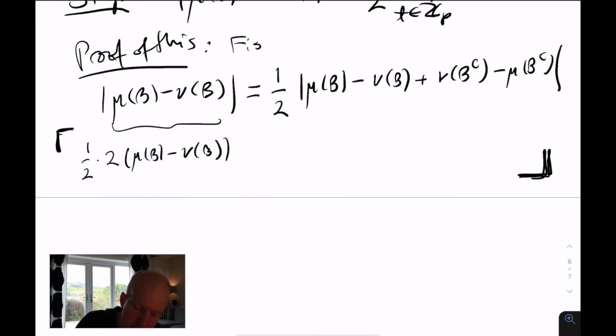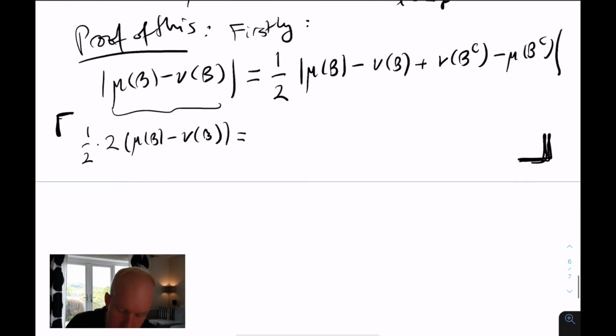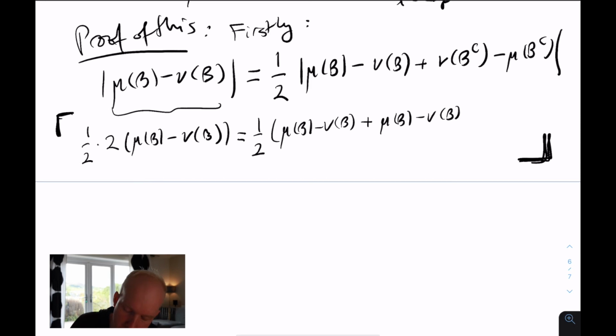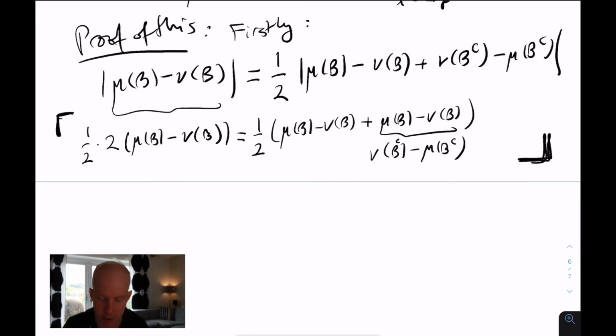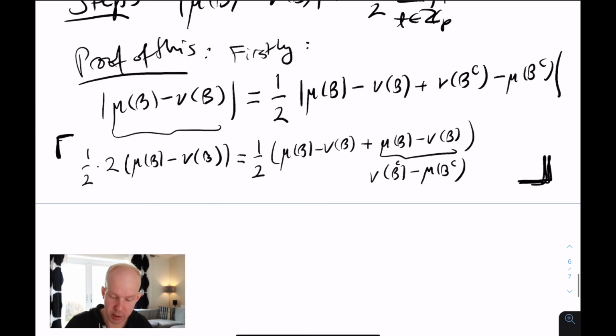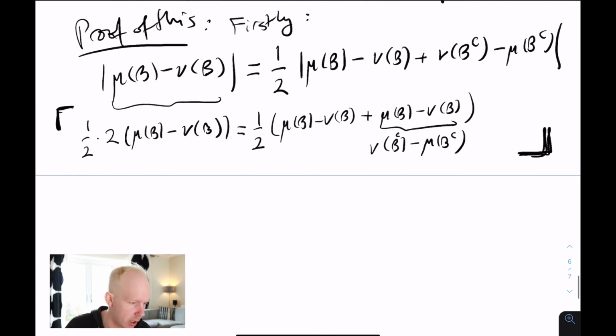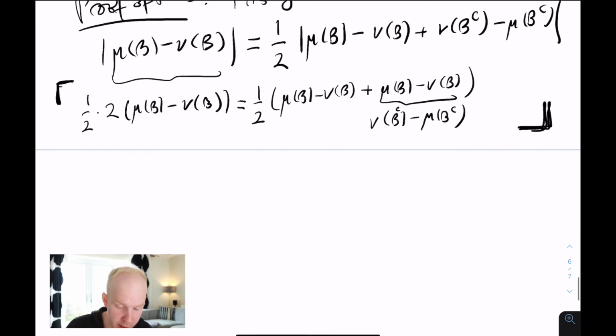So first, when you open this up, you get this by the previous property. So this is 2 times, so this is μ(B) minus ν(B) plus μ(B) minus ν(B), and this was equal to ν(B^c) minus μ(B^c) by step 1 that we already proved. So that's why you get an expression with the absolute value on the outside. This is very important, because now computing these in both cases we get something quite simple.